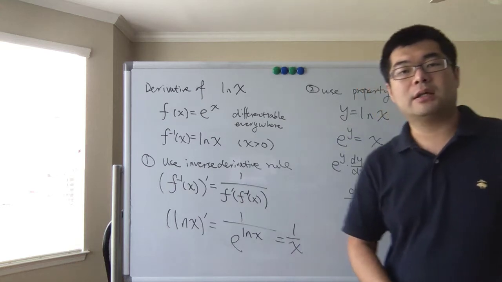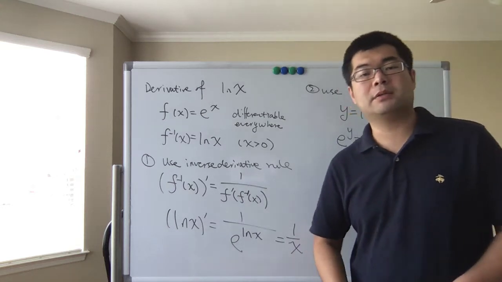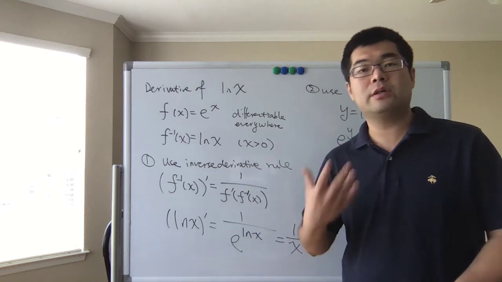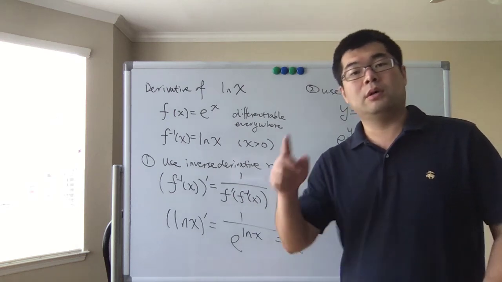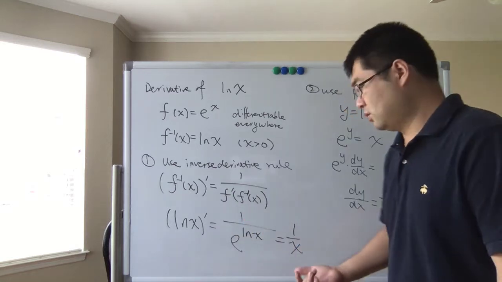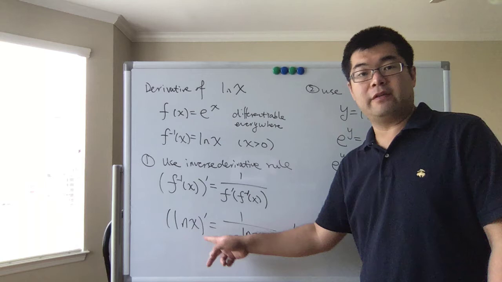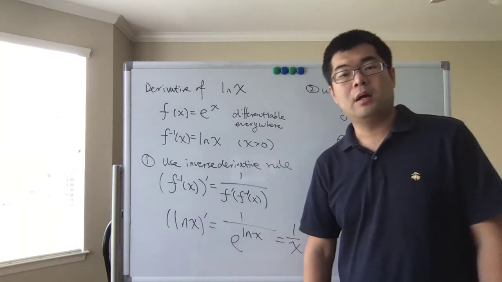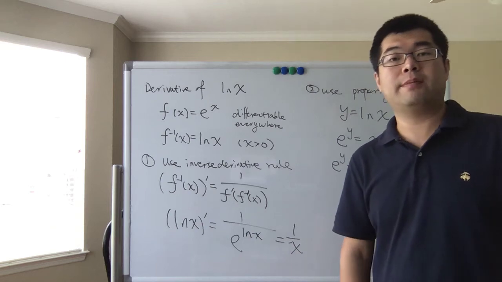And also we know that the properties of the logarithm are that e to the power of ln of x actually equals x, right? Or ln of e to the power of x also equals x. So we can get that the derivative of ln of x equals 1 over x, okay? So this is one way to think about this.